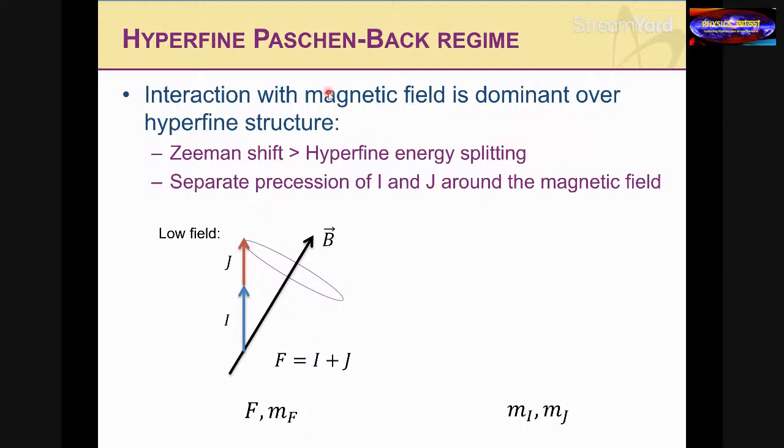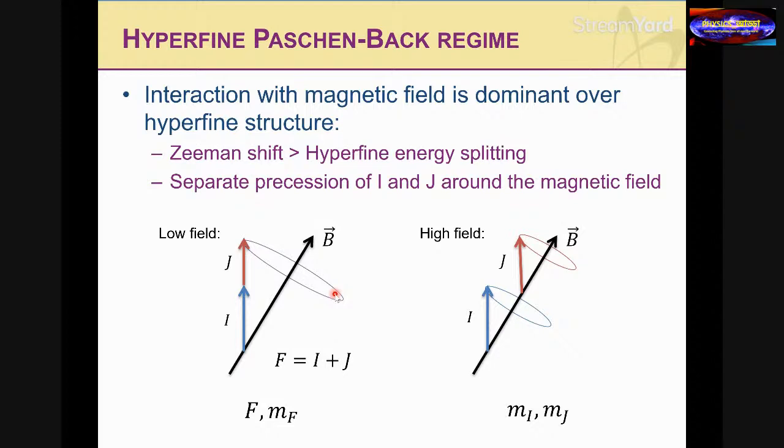The regime I want to go into is known as the Paschen-Back regime. So what's the idea there? The idea is these 2 magnets couple strongly, and then they slowly precess about this magnetic field. So I want to change that. I want to make the magnetic field very, very strong, and then the magnet associated with the angular momentum J precesses around B, and the magnetic moment associated with the angular momentum I independently precesses around B.